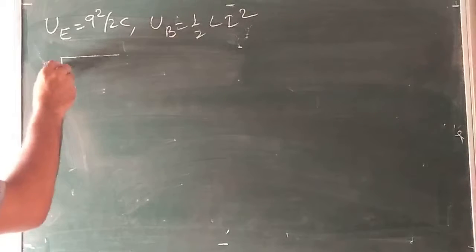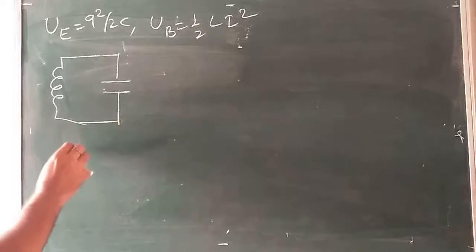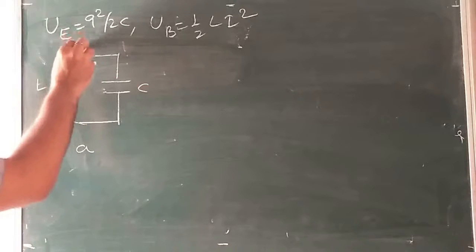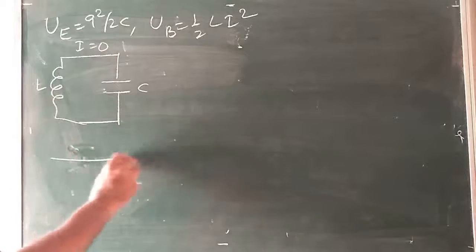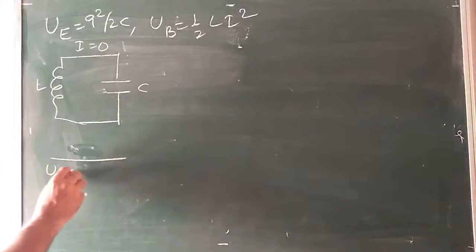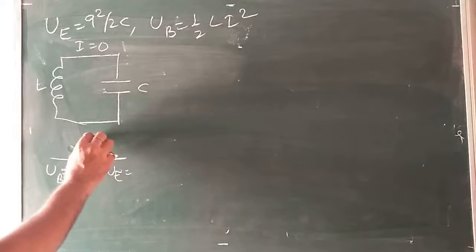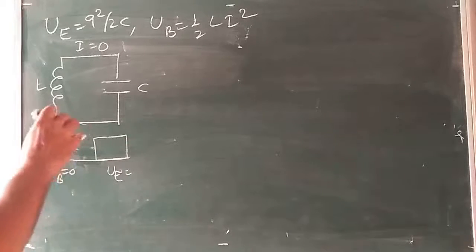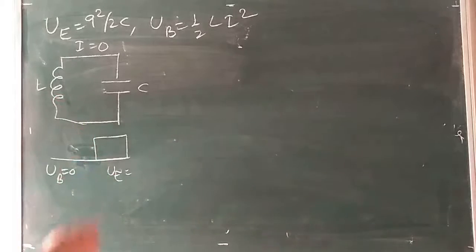Here it is our L, here it is our C. In figure A, initially the current is 0 here. The total energy in the inductor is 0 initially, and initially the capacitor energy is maximum, and that is represented by this bar graph. So in this figure A, you can see the capacitor with a maximum charge and no current in the circuit.